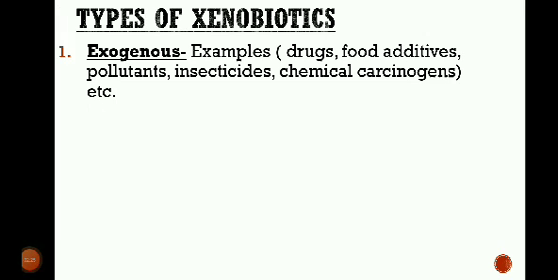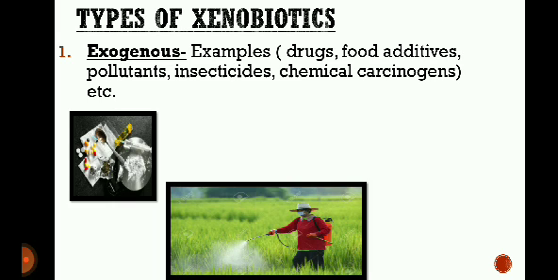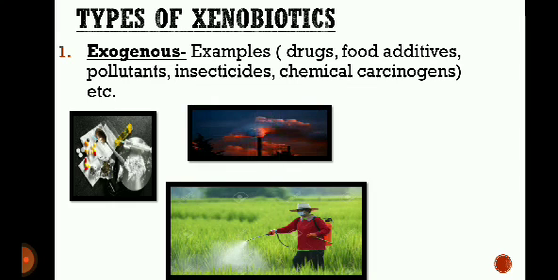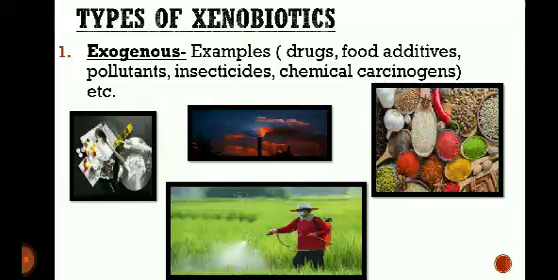Now, the types of xenobiotics. Xenobiotics are of two types, exogenous xenobiotics and endogenous xenobiotics. Exogenous xenobiotics are the foreign molecules which are not normally ingested or utilized by the organism, but they gain entry through dietary foodstuff or in the form of certain medicines, drugs used for a therapeutic cause, or are inhaled through the environment. Examples of exogenous xenobiotics are drugs, insecticides, pollutants, and food additives.